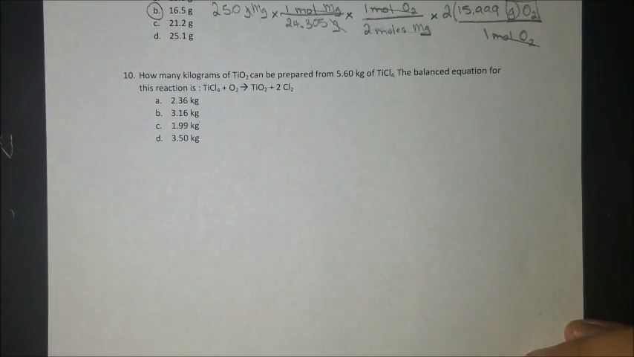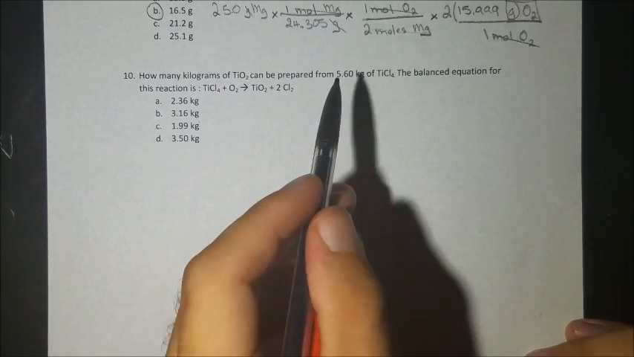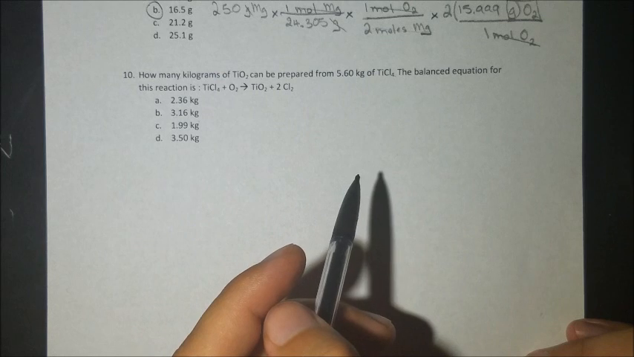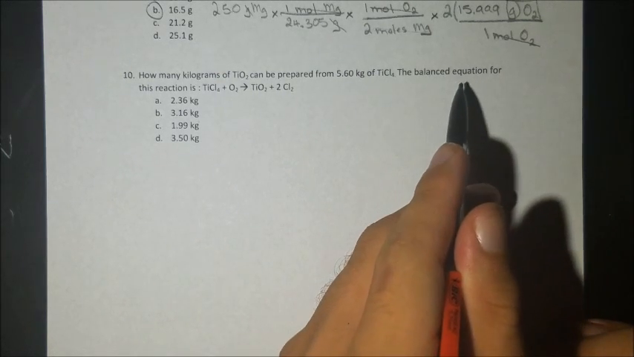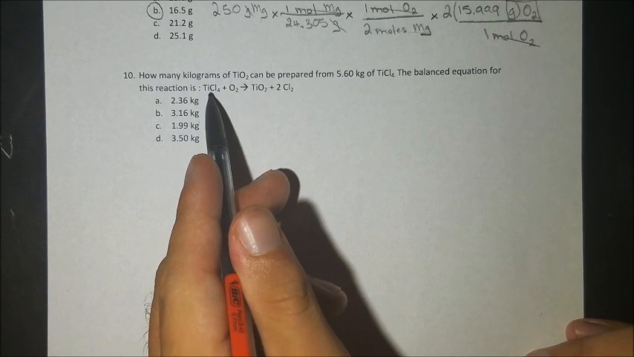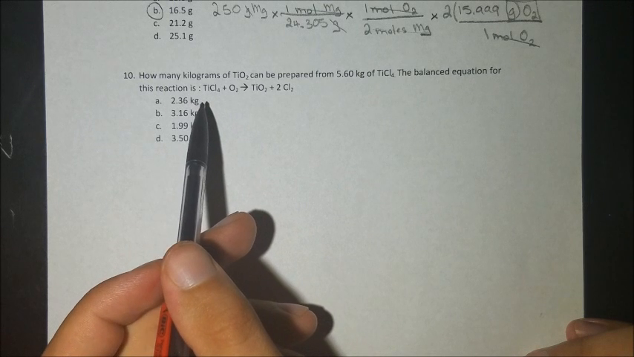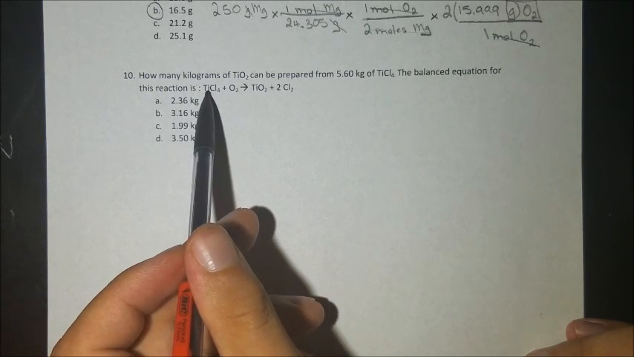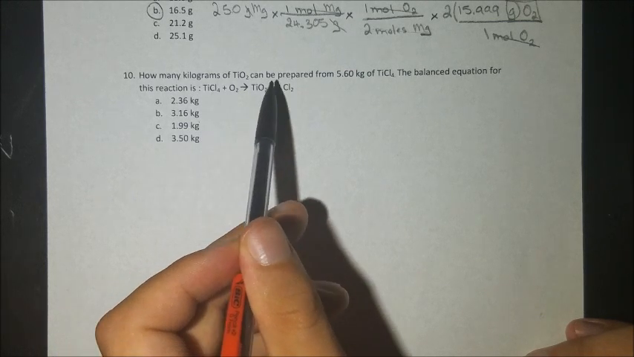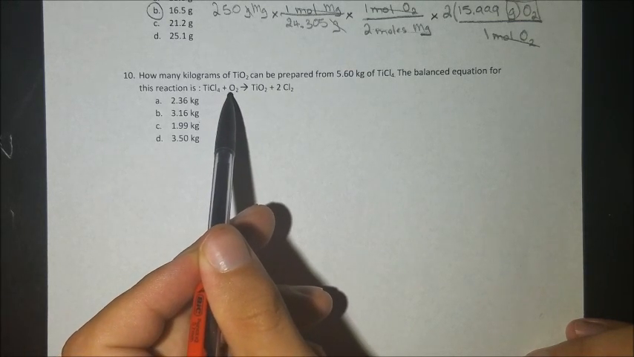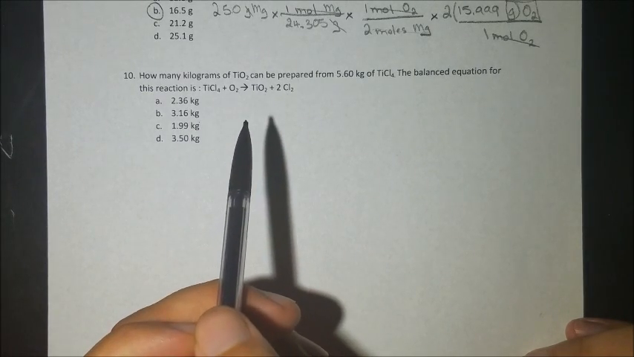So for number 10, how many kilograms of titanium oxide can be prepared from 5.6 kilograms of titanium 4 chloride? The balanced chemical equation for this reaction is the following. So let's just make sure that this is indeed the balanced reaction. We've got titanium 4 chloride, so we got 1 titanium here and 1 there. We got 4 chlorines and 4 chlorines, and we've got 2 oxygens and 2 oxygens. So good, we're safe to use this equation.